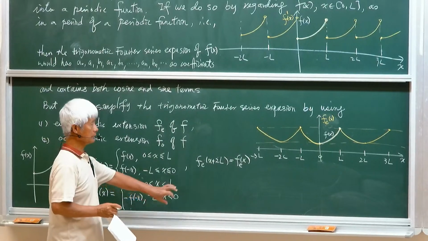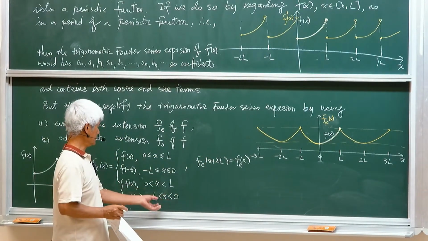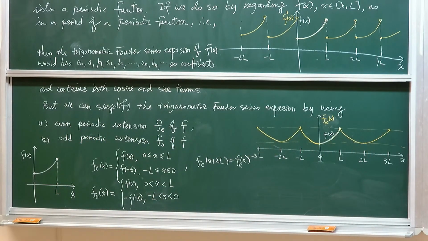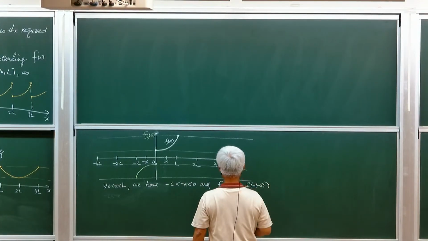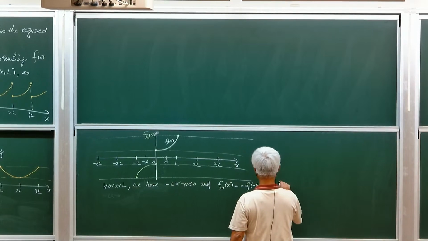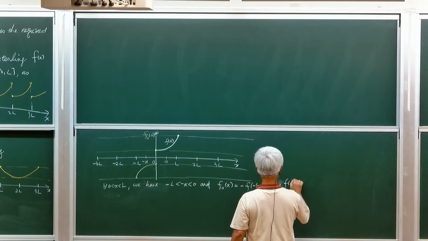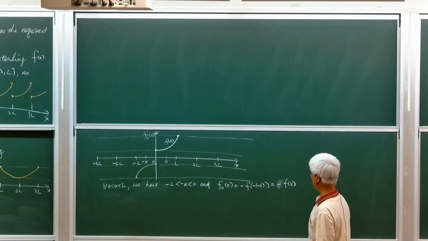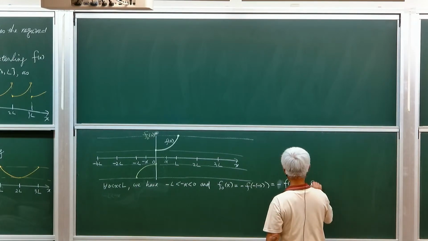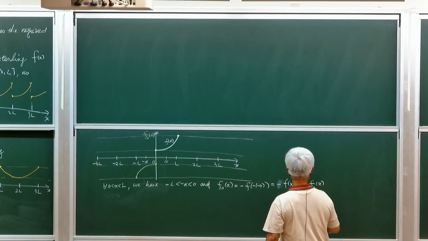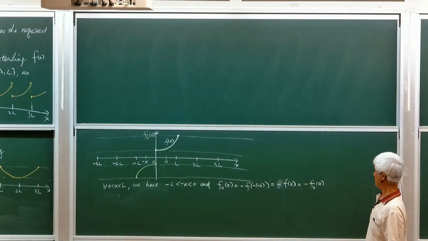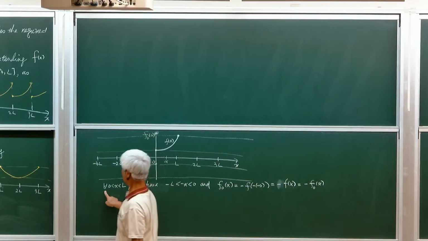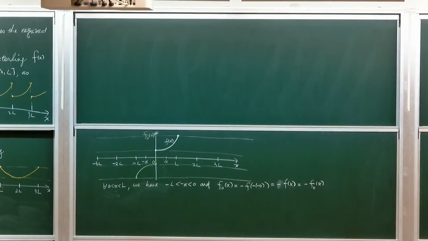Because now minus x is in between minus L and 0, so we have minus f of minus x, okay, and this is minus f of x, and this is minus f sub o of x, because by definition, when x is in this range, then f sub o of x is equal to f of x.